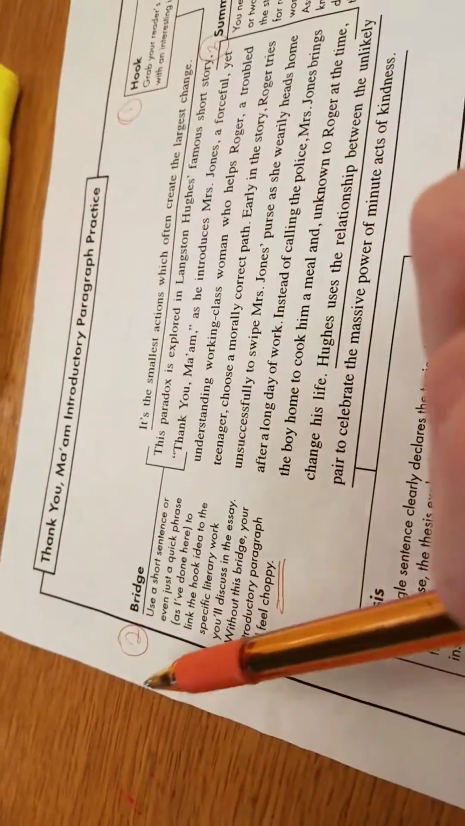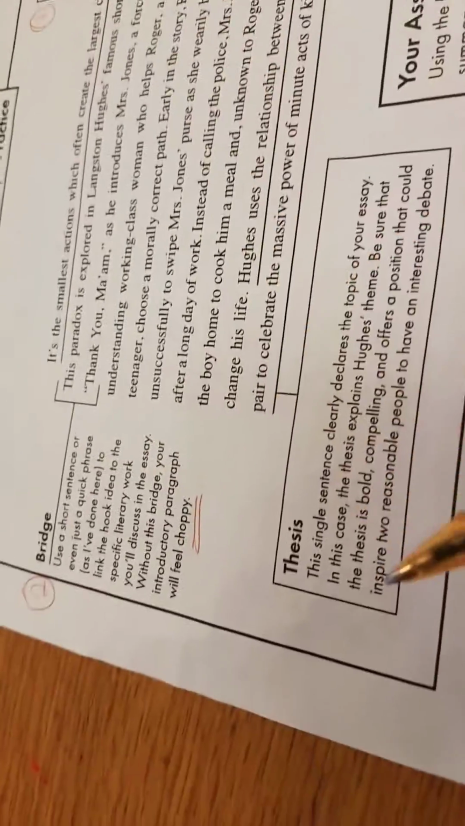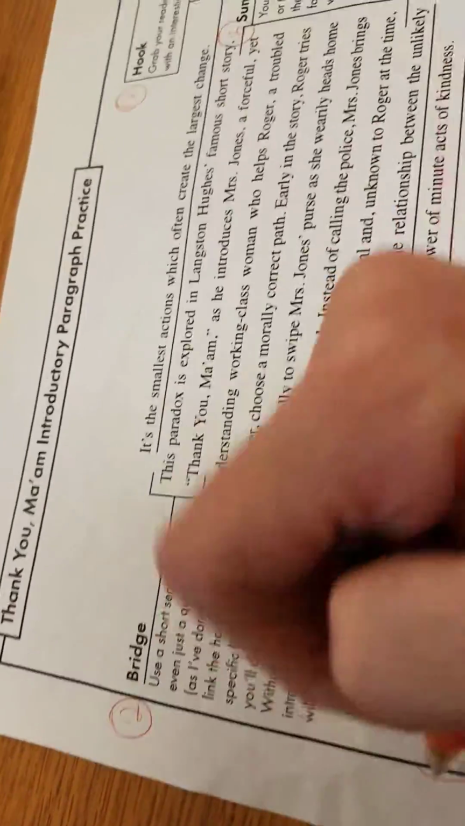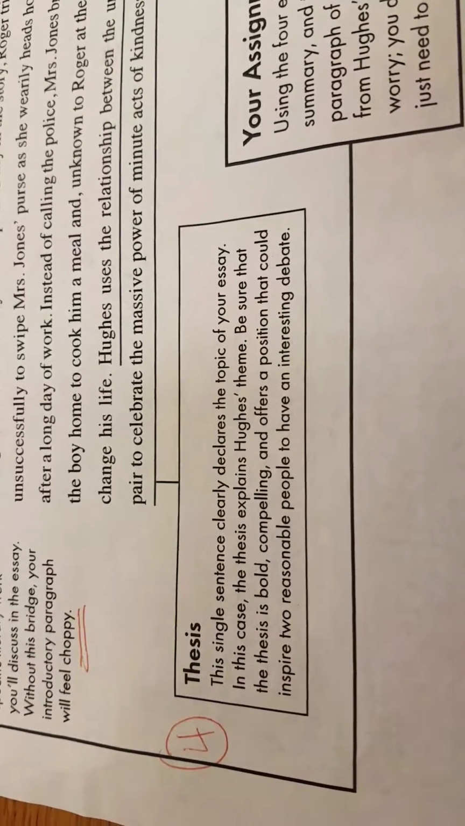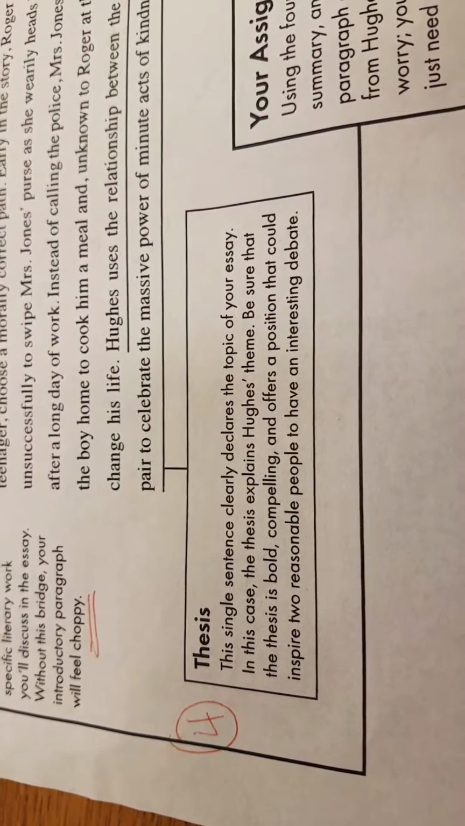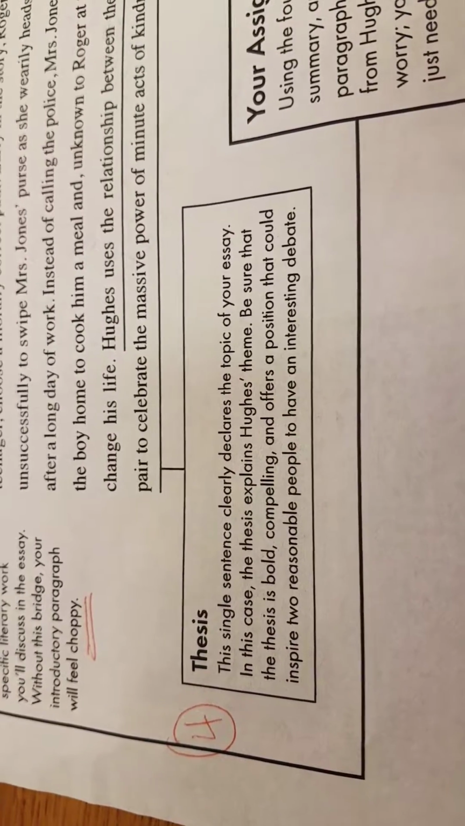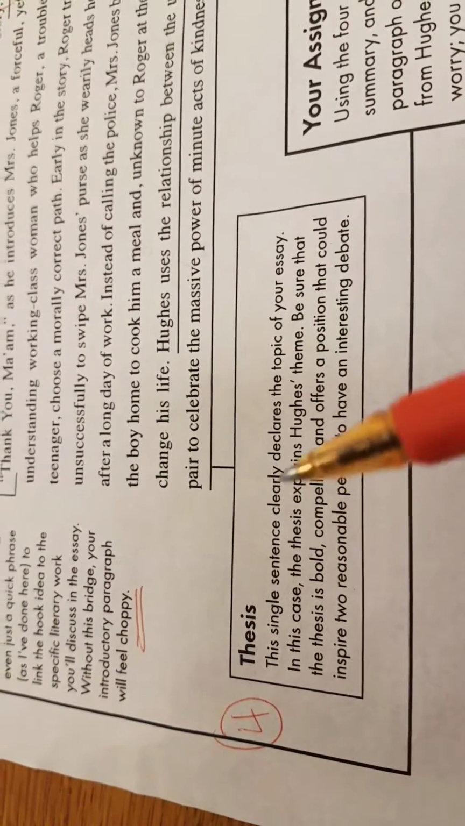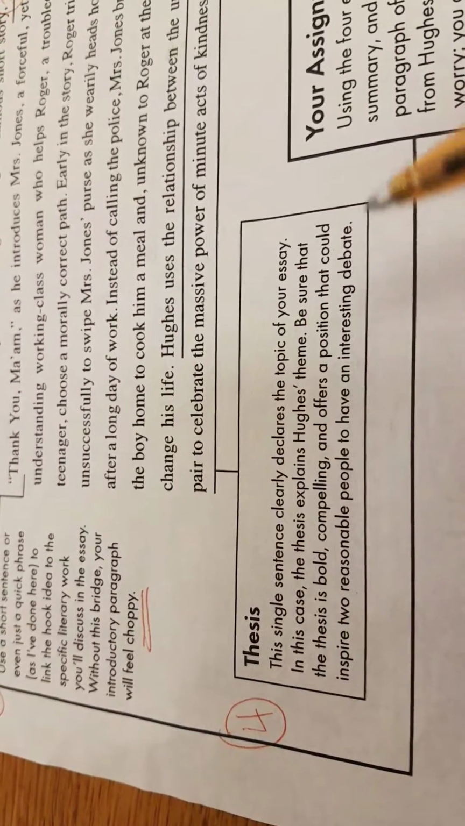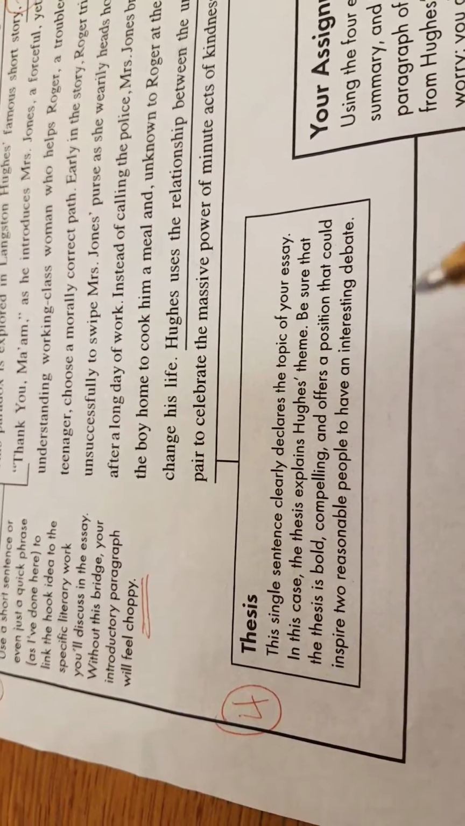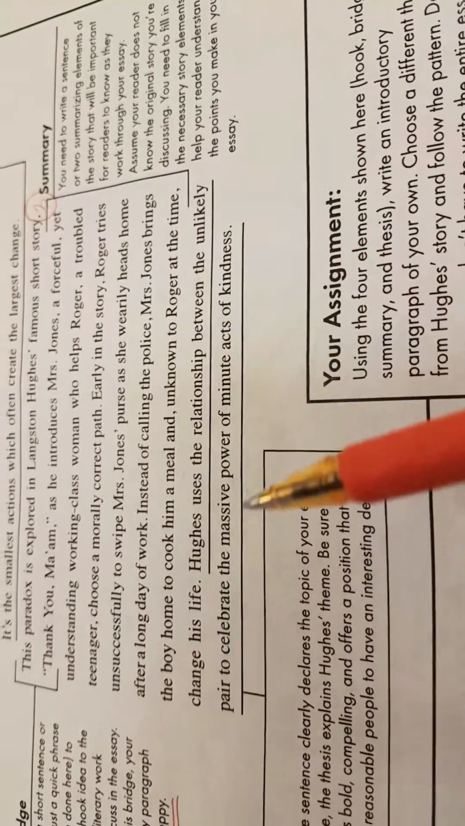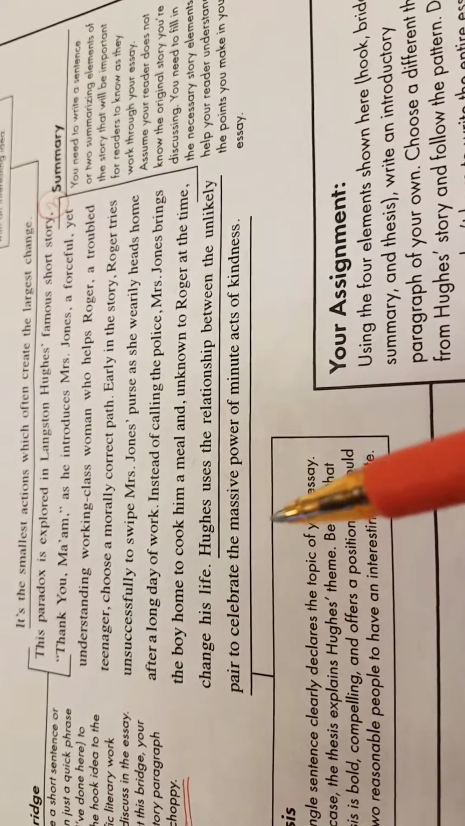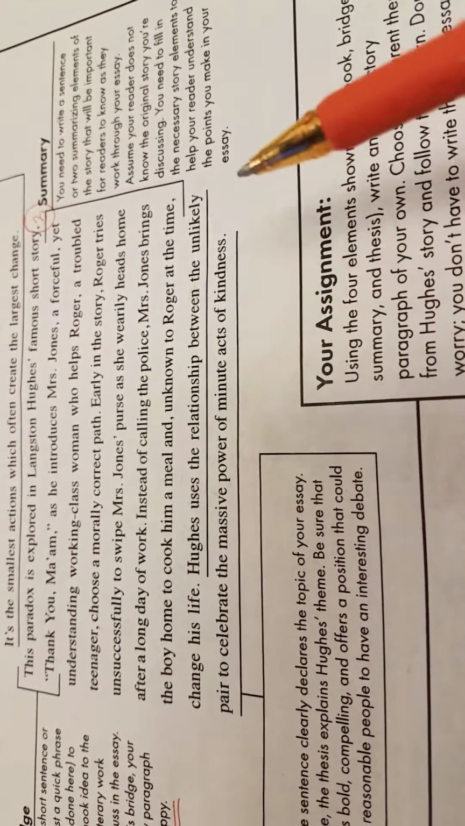So hook them, bridge them, give them a summary, and then the very last thing that you're going to do, number 4, is a thesis statement. This single sentence clearly declares the topic of your essay. In this case, the thesis explains Hughes' theme. Be sure that the thesis is bold, compelling, and offers a position that could inspire two reasonable people to have an interesting debate. The example of the thesis statement here is: Hughes uses the relationship between this unlikely pair to celebrate the massive power of minute acts of kindness.